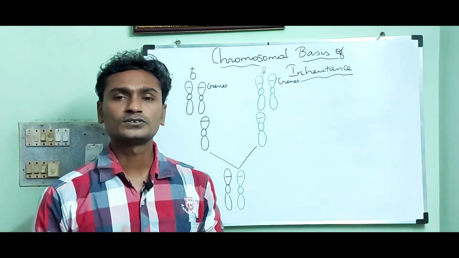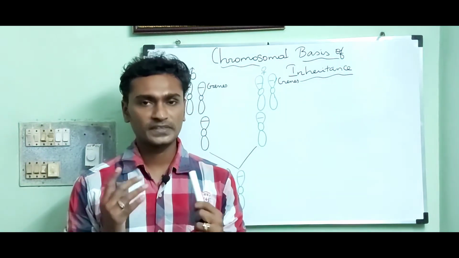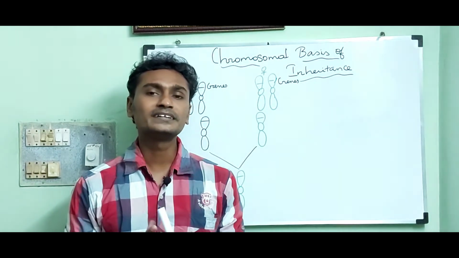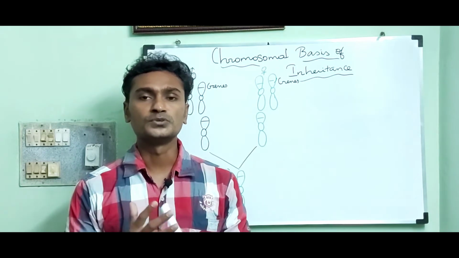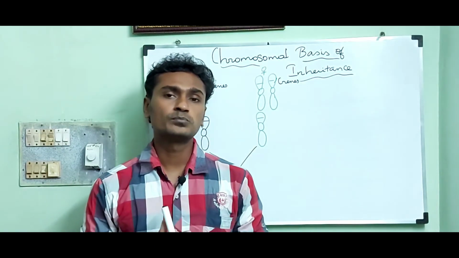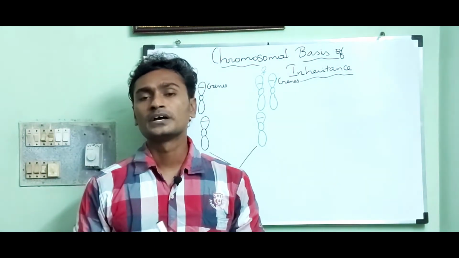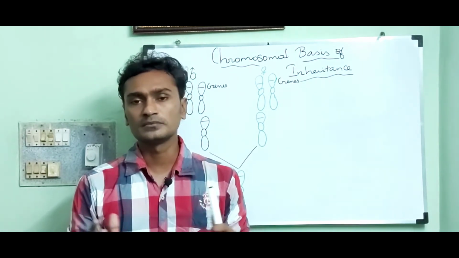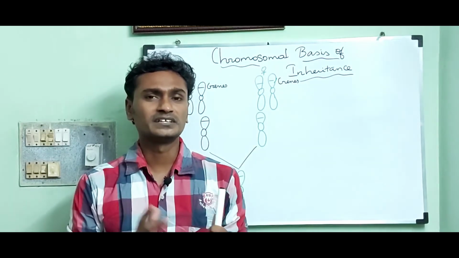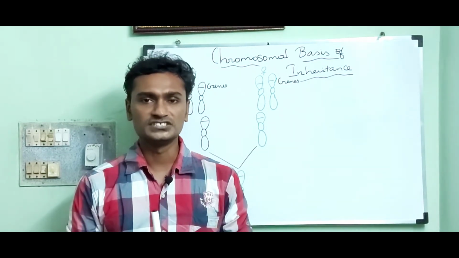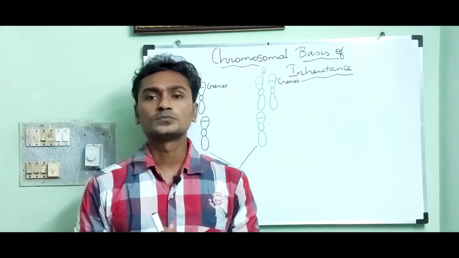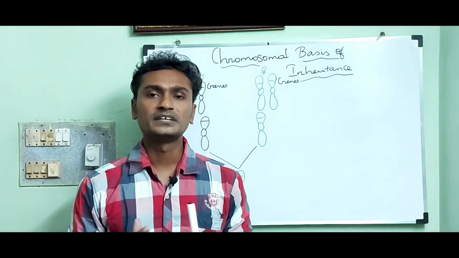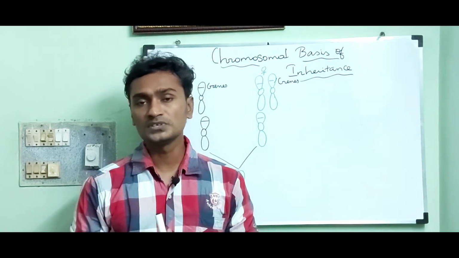Then the chromosome retains its structure and individuality throughout the life cycle until it is subjected to a mutation. Then the third point is each chromosome carries specific determinants. Specific determinants are nothing but the Mendelian factors. Mendelian factors are otherwise called genes. So each chromosome carries specific determinants or Mendelian factors. Now they are said to be genes.